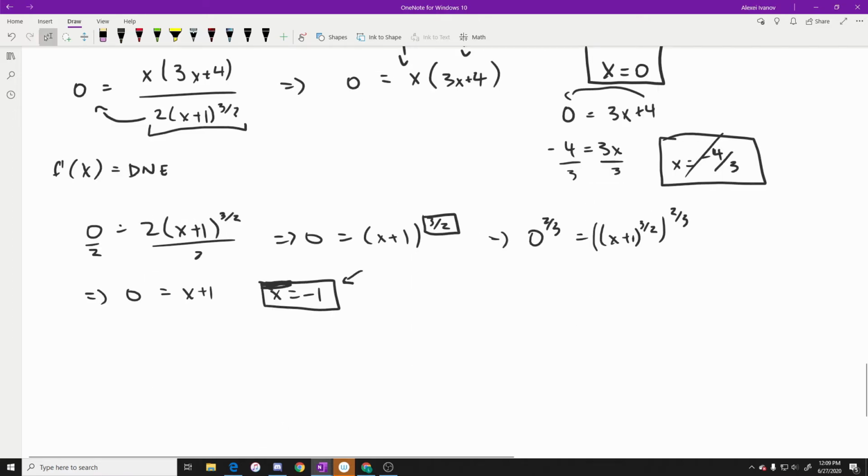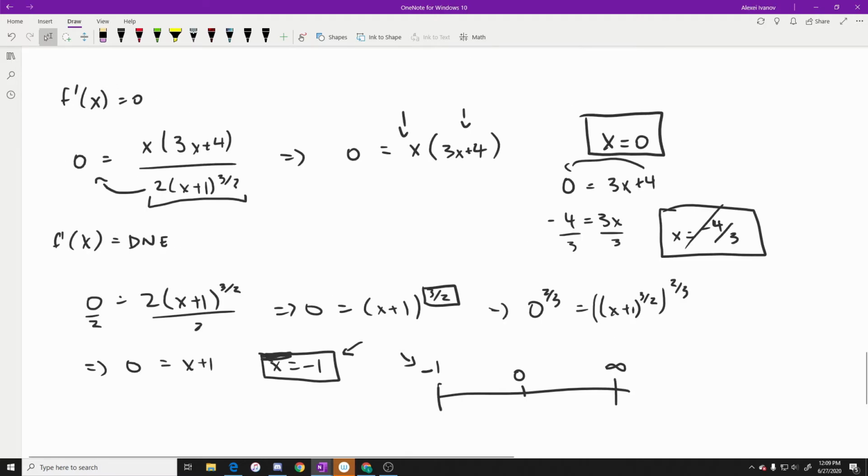Now we can go ahead and draw our number line. And I'm going to draw the number line from -1 to infinity because, again, the domain only includes from -1 and onwards. And we know that the other zero that we got was x equals 0, which is somewhere here. So if we take a value in this interval from 0 to infinity and plug it into our function, which is right here, we are going to get a positive value because there are going to be no negative signs.